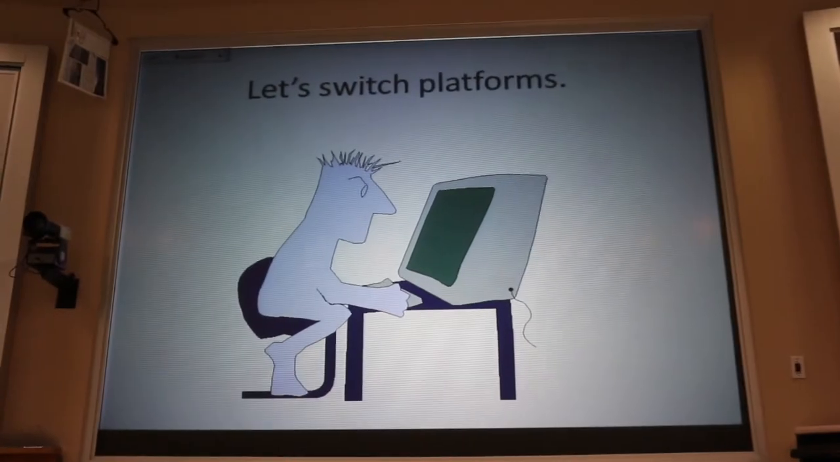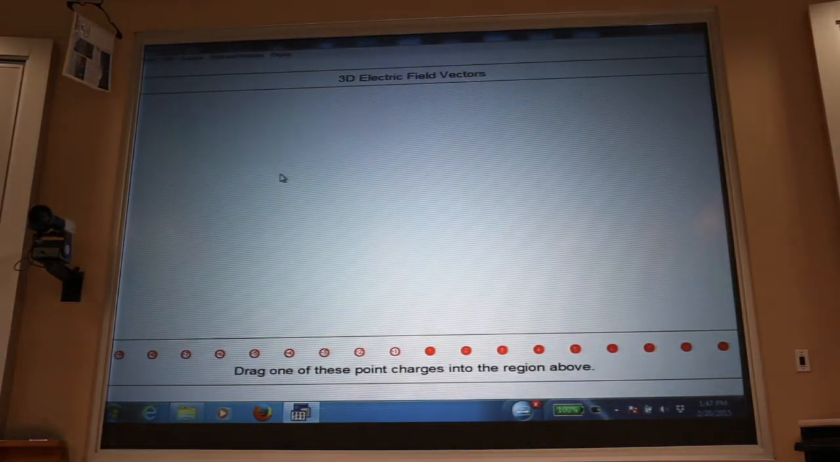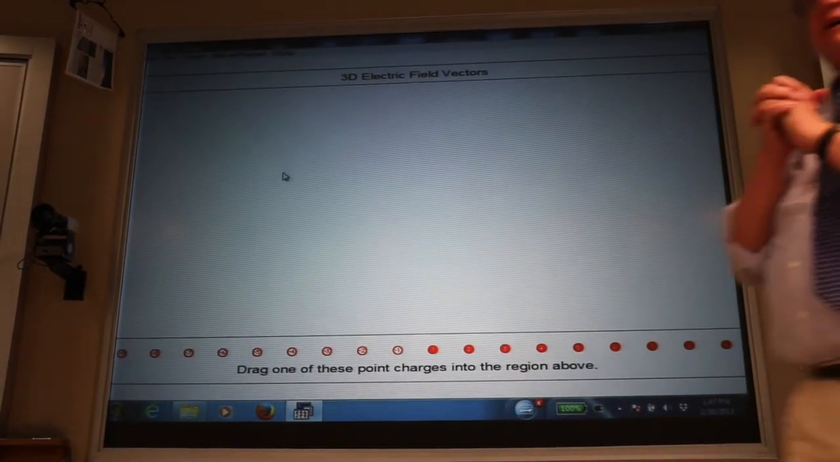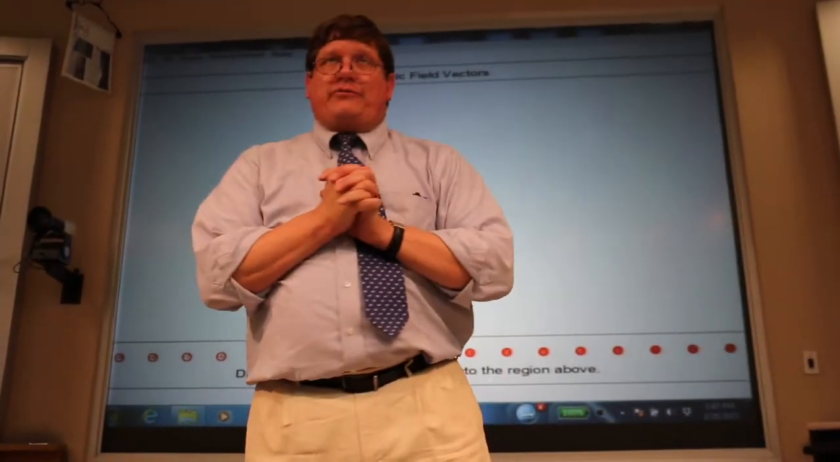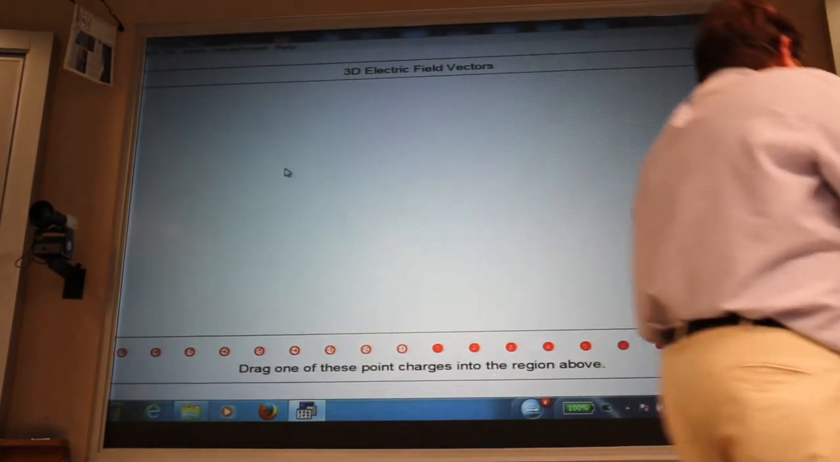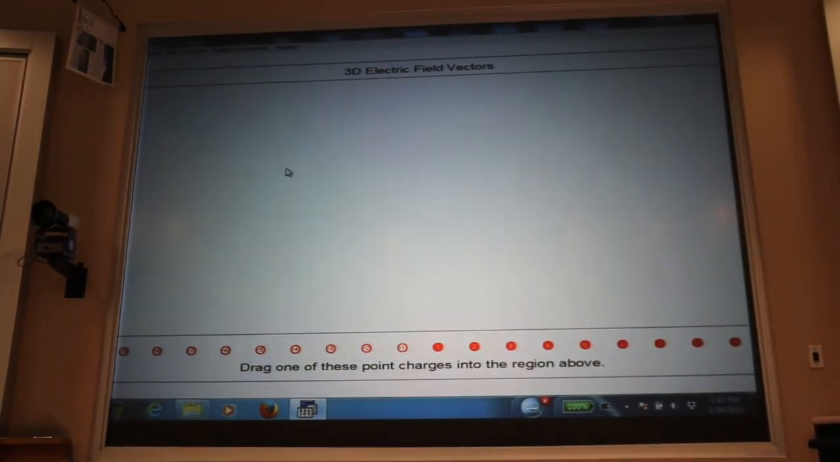Now, we're going to change platforms here. I have a program that is so old, it will not run on modern operating systems that are 64-bit. So I have to bring in my old laptop.